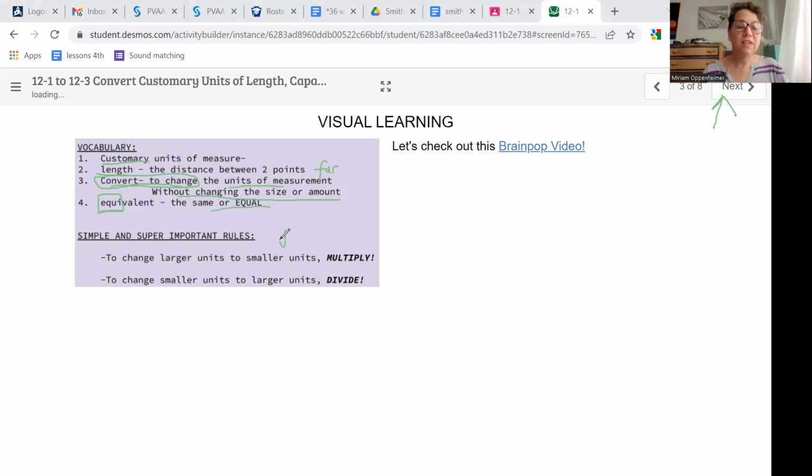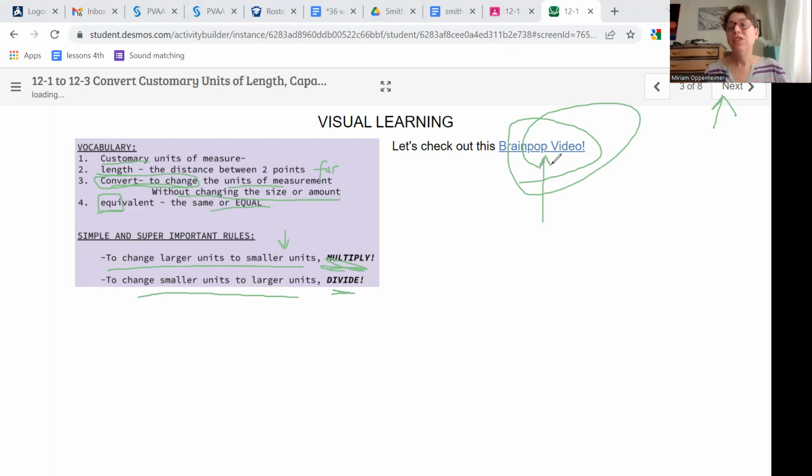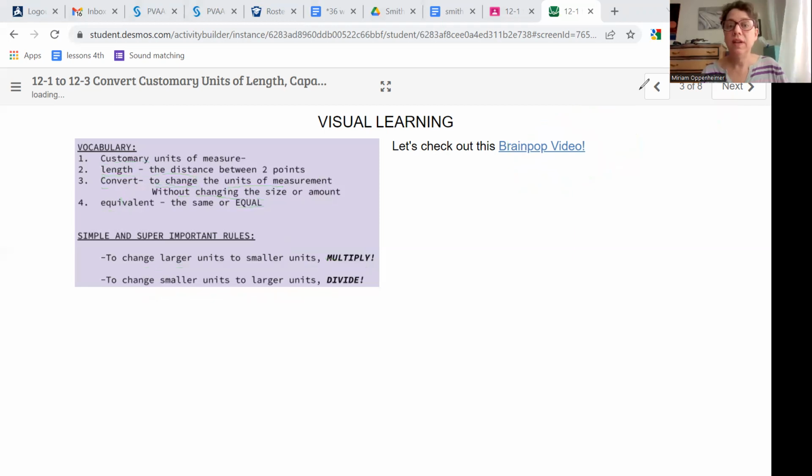Now you remember this from a video that you saw, which is this video. To change larger to smaller, multiply. To change smaller to larger, divide. I'm going to show you that again. So first you need to click on this video, but you've already seen it, but you should probably remember that. Click on that video and watch that video. And then when you're done watching the video, go here to next.